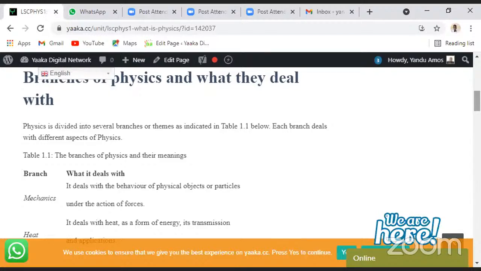So now from here, we can see one of the branches is mechanics. Mechanics deals with the behavior of physical objects or particles under the action of forces. When we study the behavior of these physical objects when forces act on them, the concept lands under the branch of mechanics.